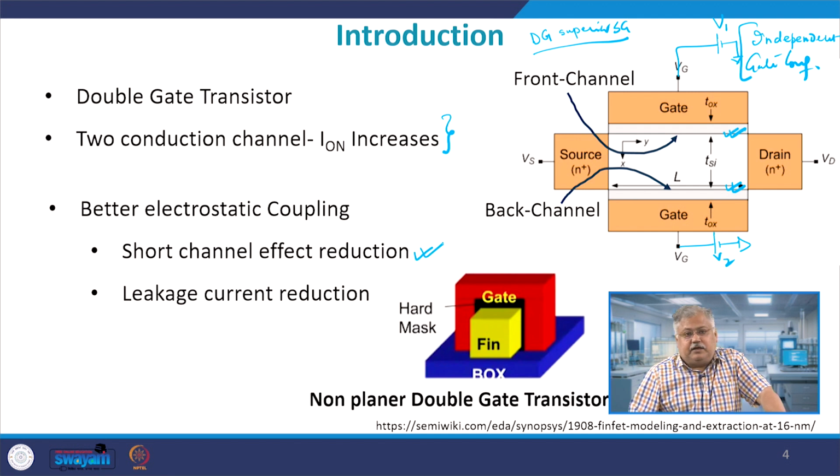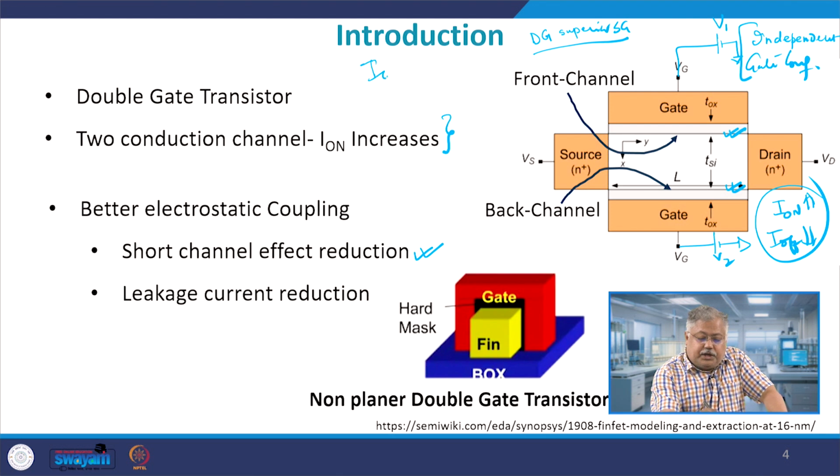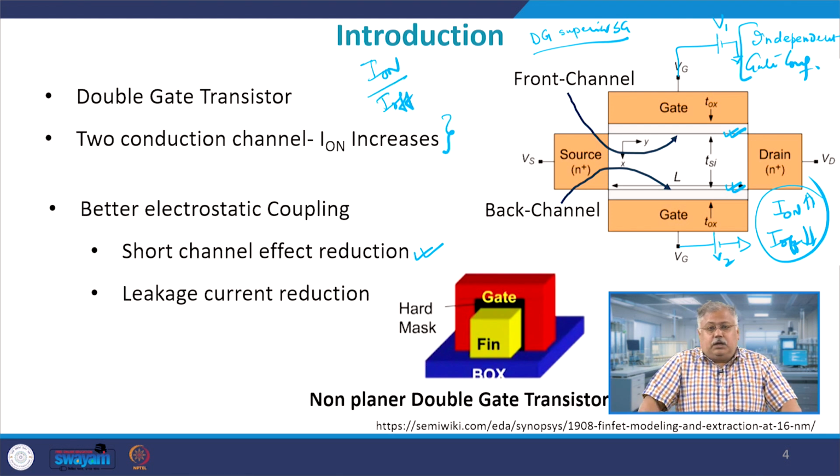The short channel effect reduction takes place, and there is also a reduction of the leakage current. I-on increases, but your I-off also reduces, and therefore the I-on to I-off ratio, which is quite a critical parameter, is much better in case of a double gate MOSFET as compared to a single gate MOSFET. If we go ahead and check out each one of them, the advantage therefore is reduced short channel effect, reduced leakage, and low off state power which you get.